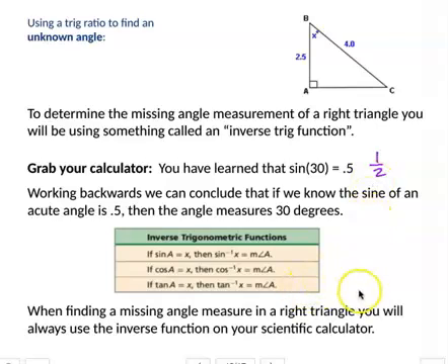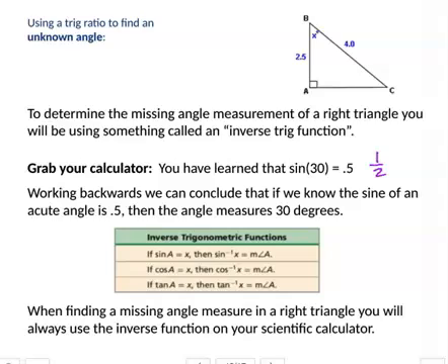We can work backwards to find the angle measurement by using the inverse trig function on your calculator. If you look at your scientific calculator, you can see above the sine, cosine, and tangent keys, it says sine to the -1, cosine to the -1, or tangent to the -1. These are the inverse functions that you're going to use to find the correct angle measurement. So you only use the inverse trig functions when you're finding a missing angle measurement. Let's see that really quick.